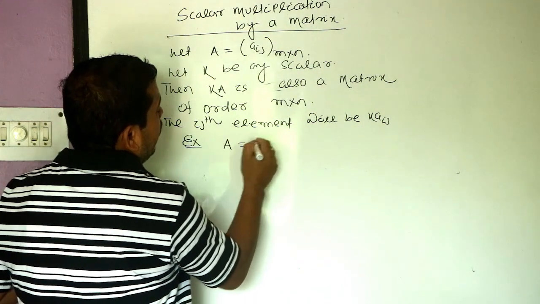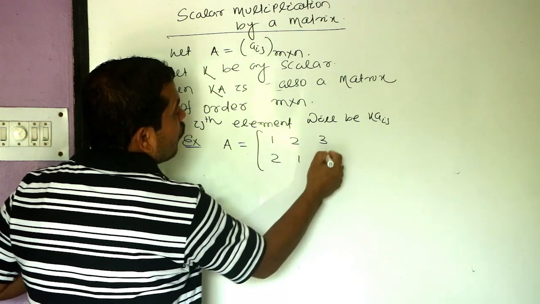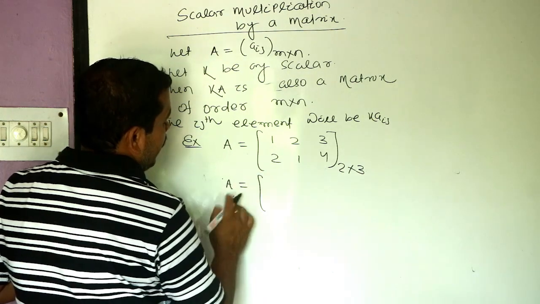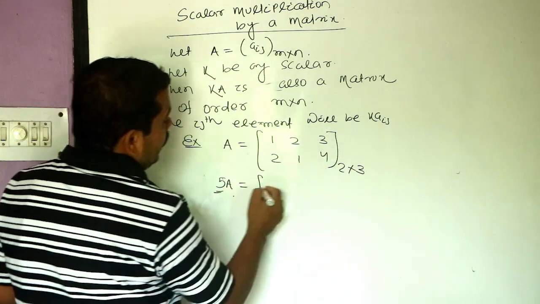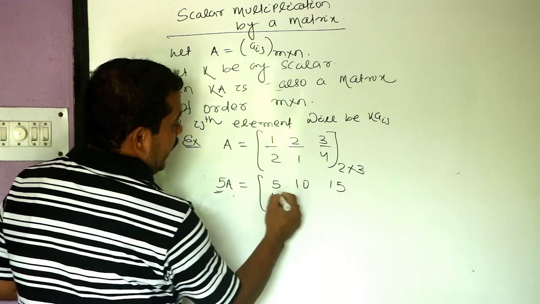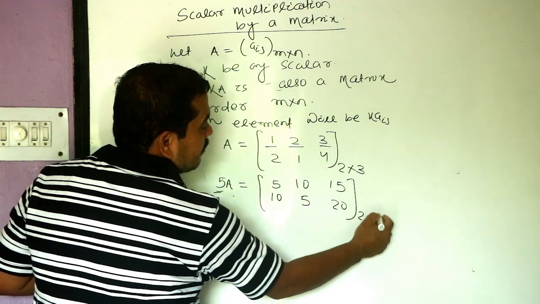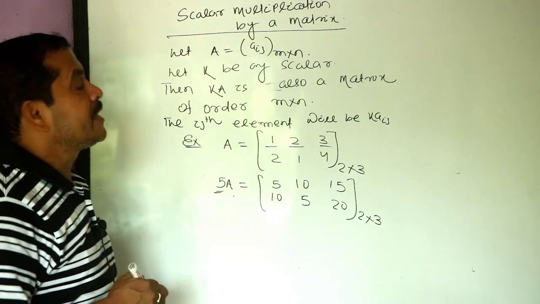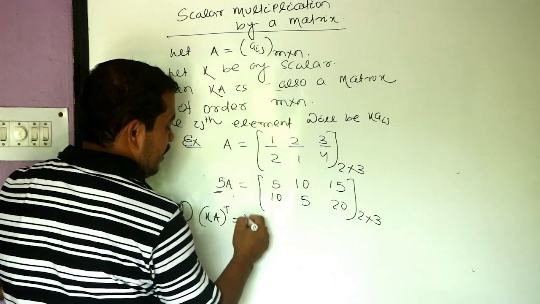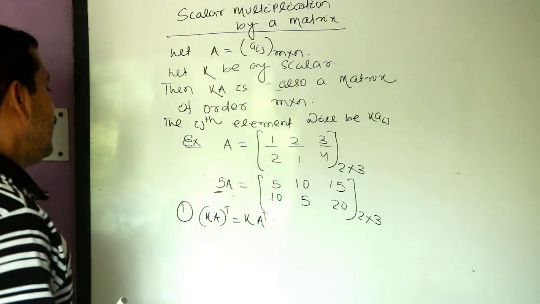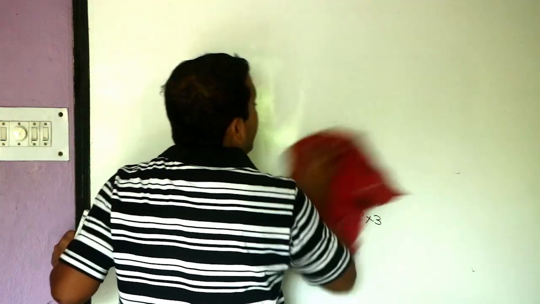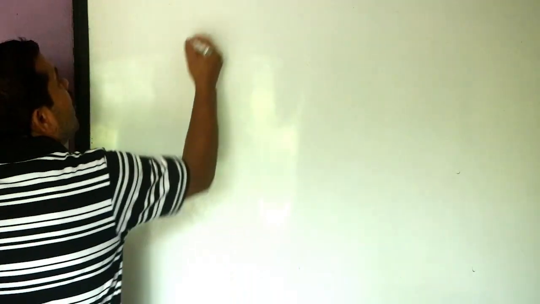Suppose A equals 1, 2, 3, 2, 1, 4. This is a matrix of order 2 cross 3. Suppose we have to find 5A. Here 5 is K. That will be 5, 10, 15. Each entry is multiplied by 5. 10, 5, 20. Its order will be the same, 2 cross 3. This is scalar multiplication of a matrix. Properties: K A transpose is the same as K times A transpose. These are the fundamental properties of scalar multiplication of a matrix. Next, matrix multiplication.